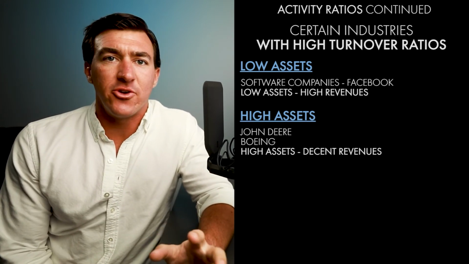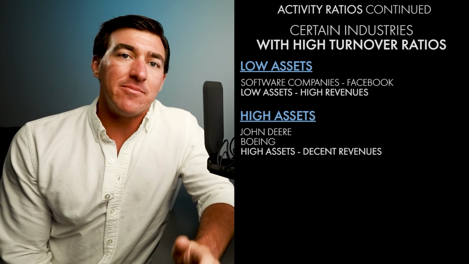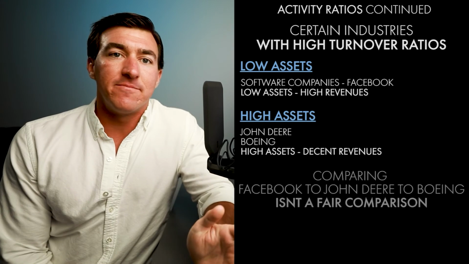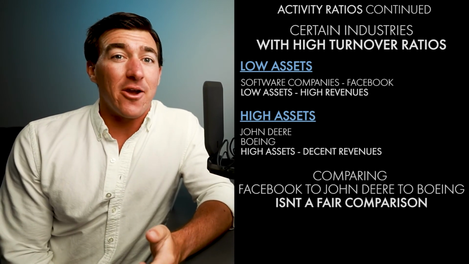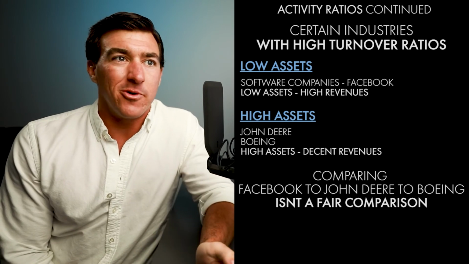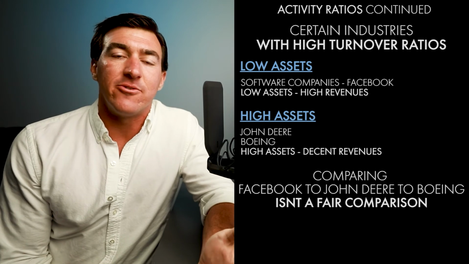So that goes to show you that yes, activity ratios do allow you to compare industries. At the same time though, you need to understand that comparing Facebook to John Deere or to Boeing isn't truly a fair activity comparison. Is Facebook working harder than John Deere? We can't say that because we don't really know. The activity ratios don't tell us that.